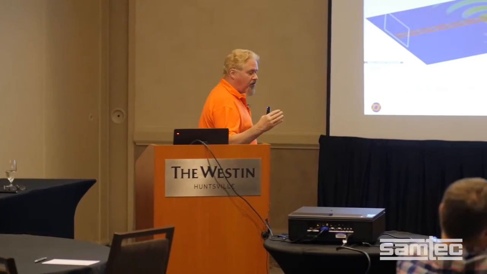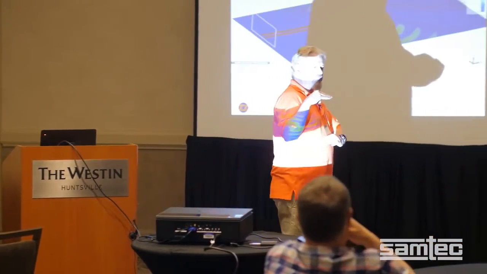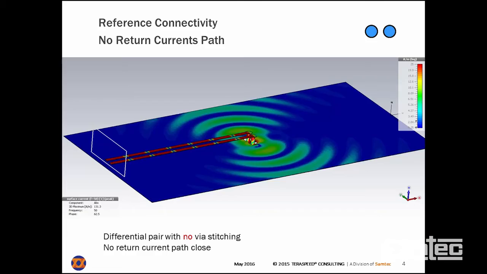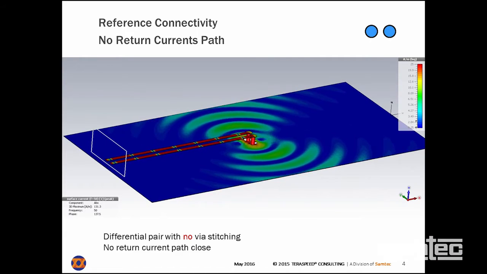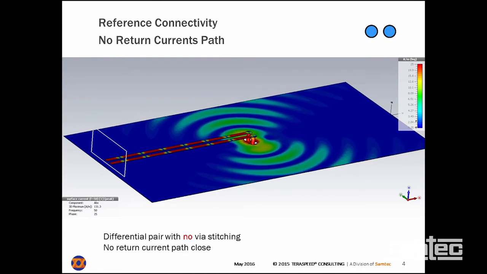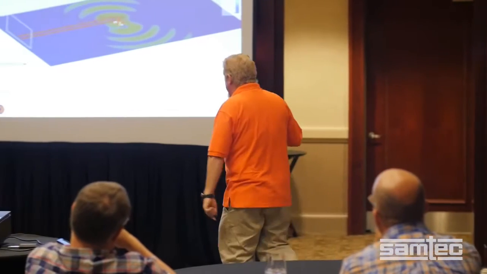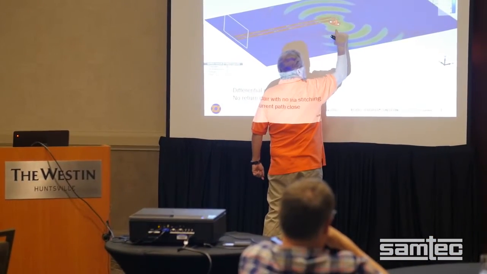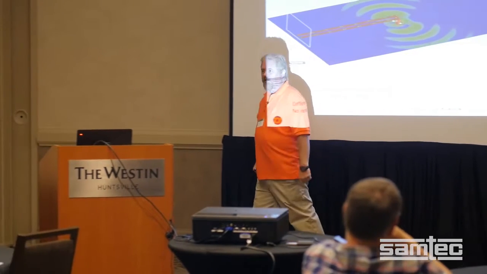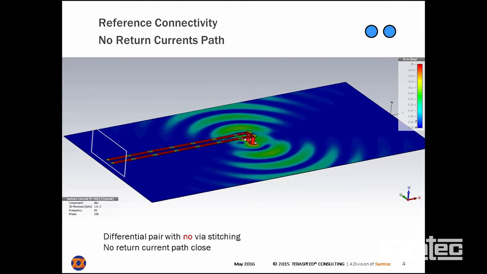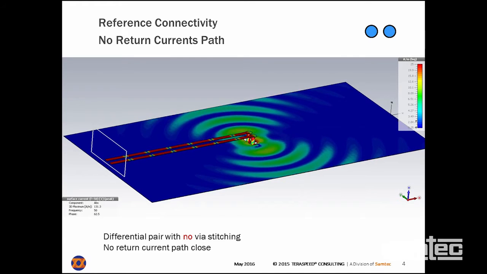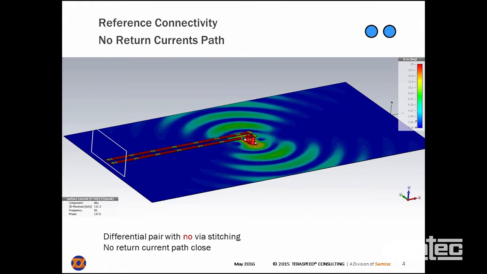Well, if I go from one reference plane to another, same reference planes, I'm showing this in the same reference planes, ground, where does the return current go? You're moving along here, and you can see the wave goes over here, it goes down. Where's the return current? There's no path to connect those two references together, so it radiates. And that radiation is noise.